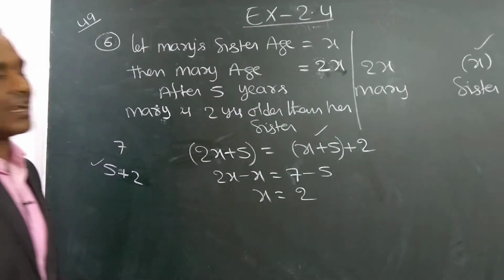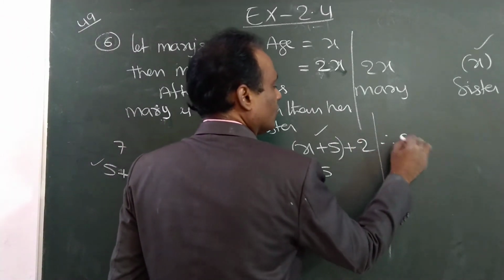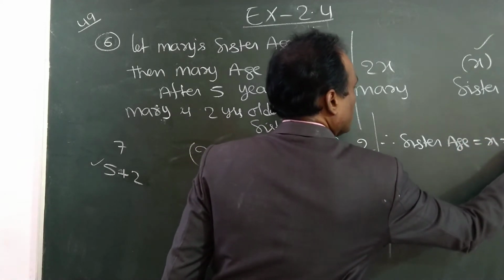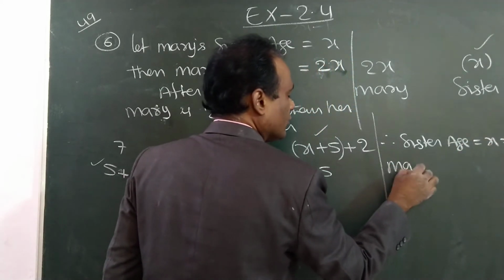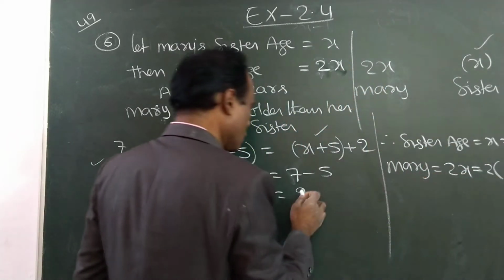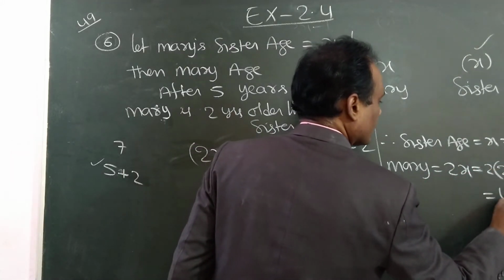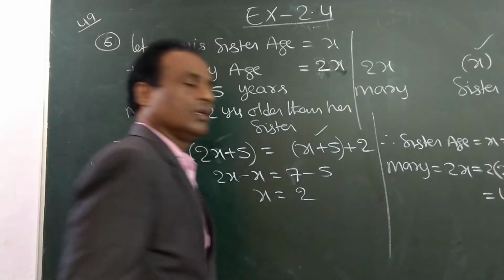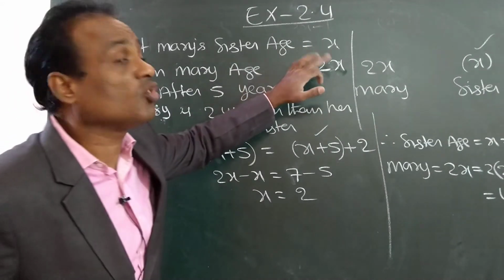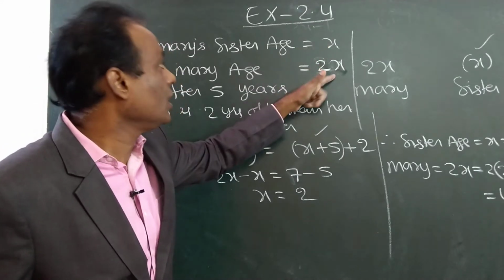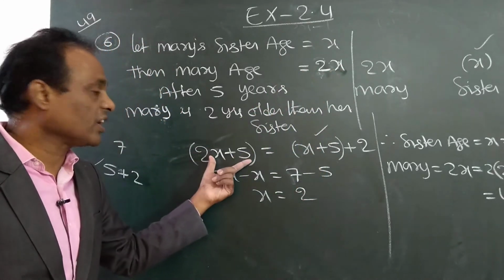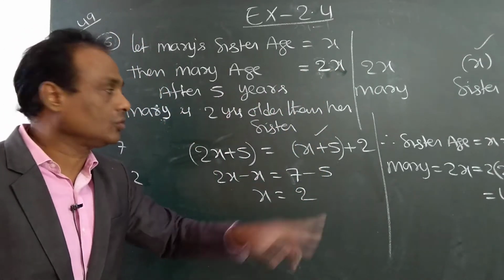That is the answer. So therefore, sister's age x is equal to 2 years. Mary's age, Mary is 2x. 2x means 2 into 2, 4 years. This is the process. So sister's age is x. Mary's age is twice it. Twice means 2x. After 5 years, sister will become x plus 5. Mary will become 2x plus 5. Because 5 years means we have to add 5 to both.